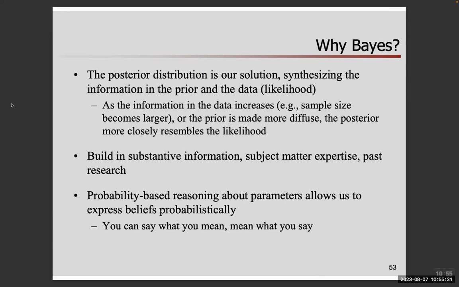So it's a synthesis of two sources of information. I think that has some appeal to me. Other things we get from it: we can build in substantive information, subject matter expertise, or past research into our analysis, often in the form of prior specifications. If past research has told you the correlation between these two variables tends to be between 0.4 and 0.6, build that into your analysis of the new data you're collecting. Probability-based reasoning about parameters allows us to express our beliefs probabilistically. You can say what you mean and mean what you say.